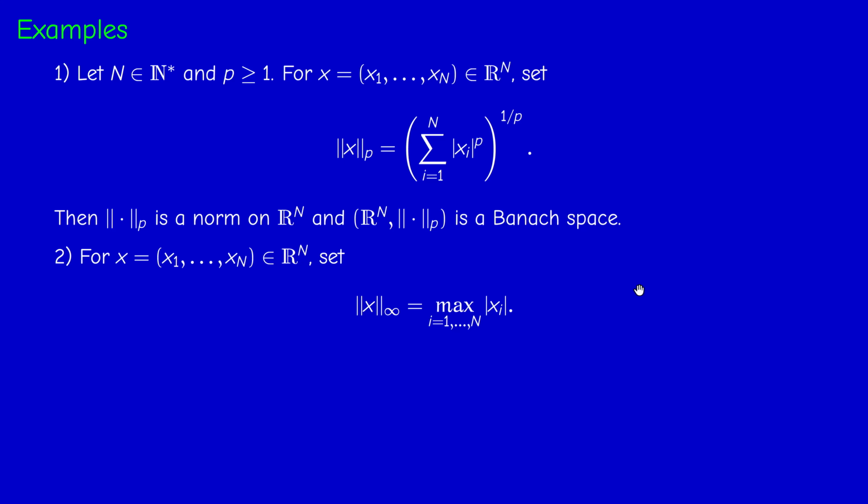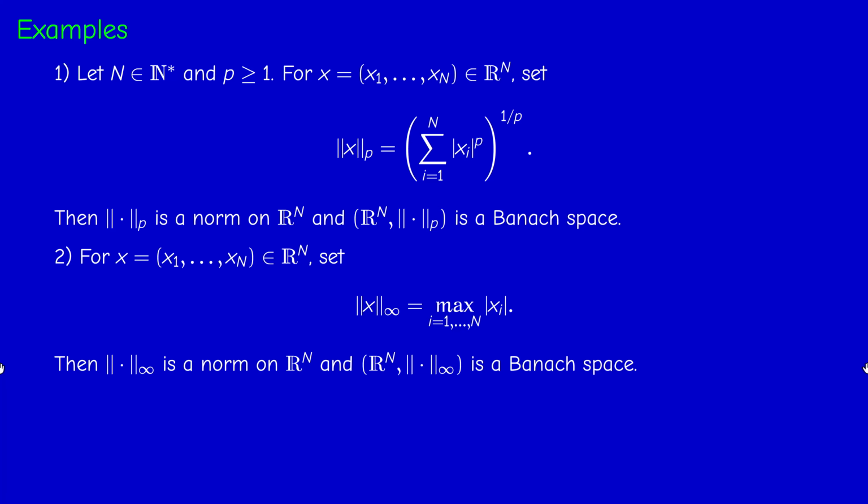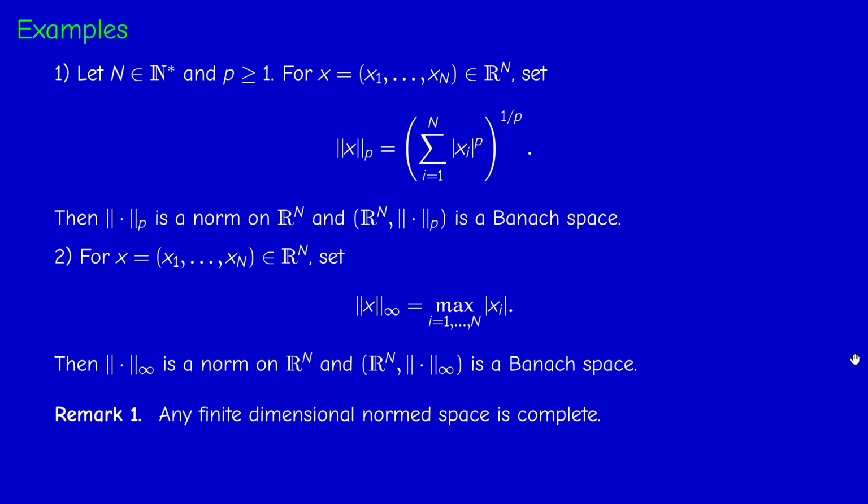Now, the other extreme case, what happens if we let p tend to infinity? We can prove that when p tends to infinity, the norm xp tends to this norm, which is defined by the maximum of the components in absolute value. So once again, this is a norm, and Rn with this norm is a Banach space. And just 2 remarks. Actually, what makes this space a Banach space? Because Rn is finite dimensional. So in general, any finite dimensional normed space is complete.